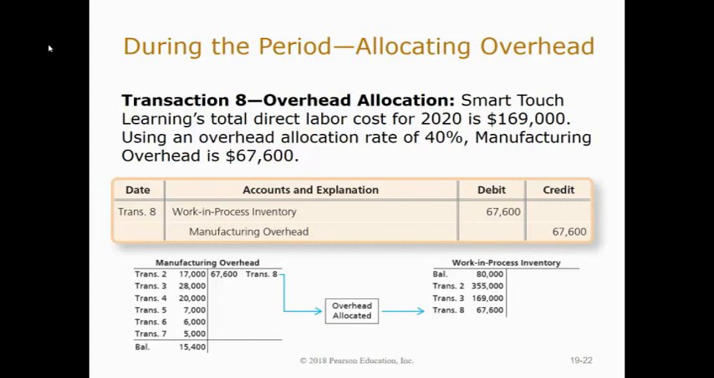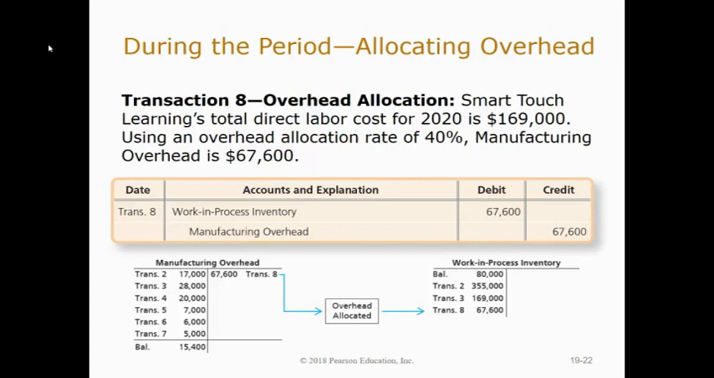And in total, not just for job 27, but all the Smart Touch Learning jobs, they came up with $169,000 worth of labor costs during the year. That's how much they pay their employees in total. Well, if we're allocating costs from the pool at 40% of direct labor costs, 40% of 169,000 is 67,600. So since it's going into the jobs, the debit has to be to work in process inventory, and the credit in this case is going to be manufacturing overhead.